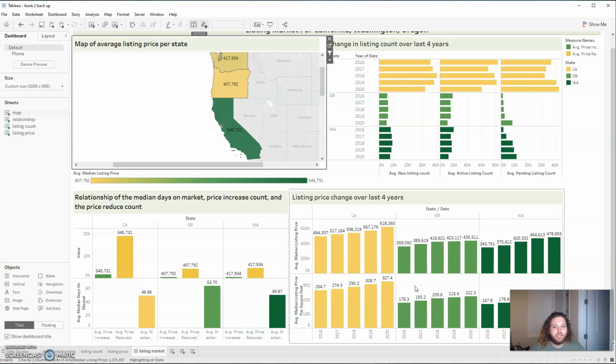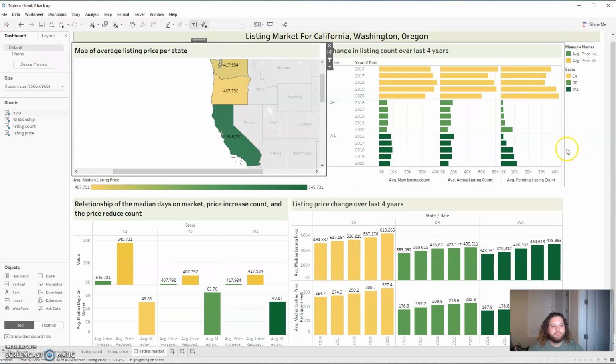So I think this covers it, and I think we have a good understanding of the market change for each state.